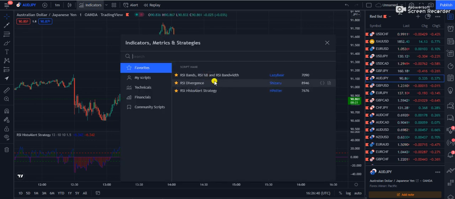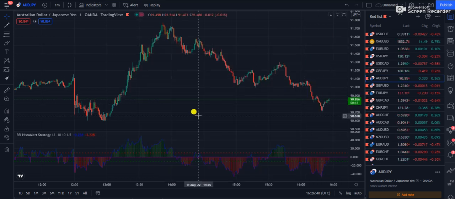The indicator name, guys, is RSI Histo Alert Strategy by H. Porter, and it has 76 downloads at the moment. So please, guys, it's a completely free indicator. You can download it from TradingView.